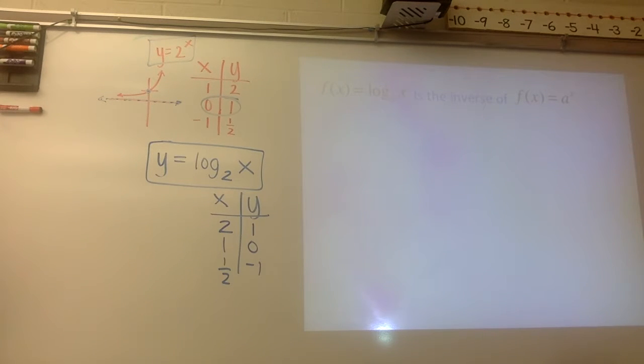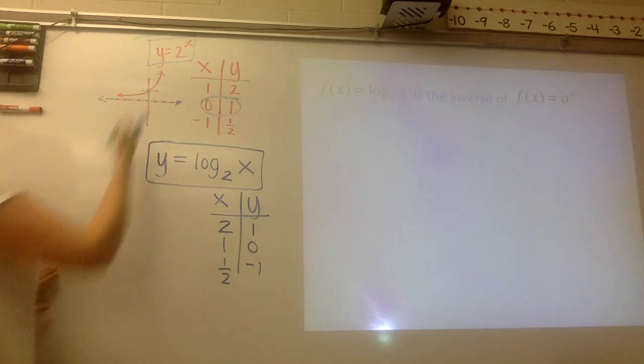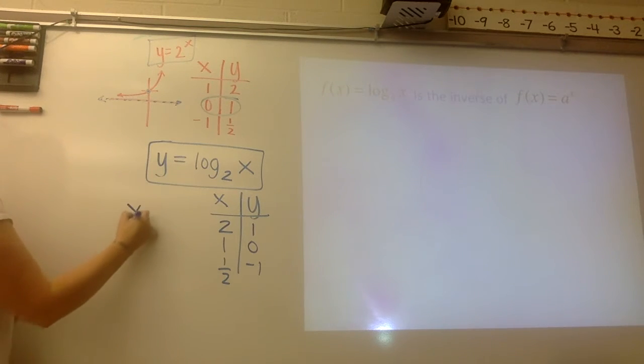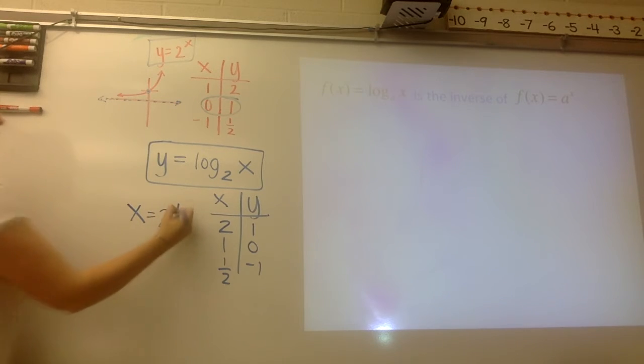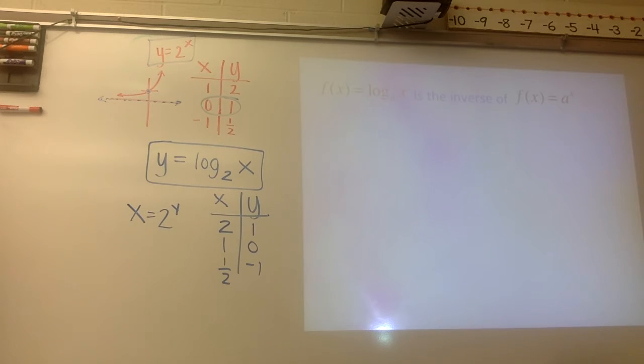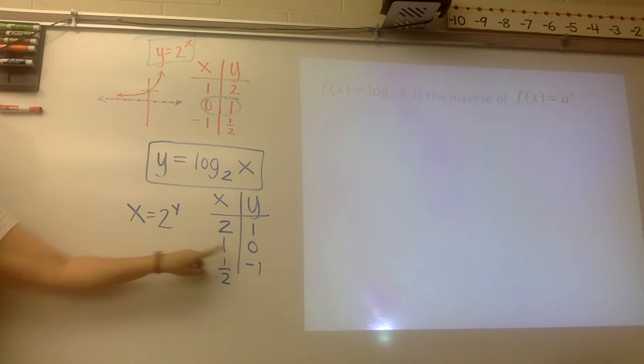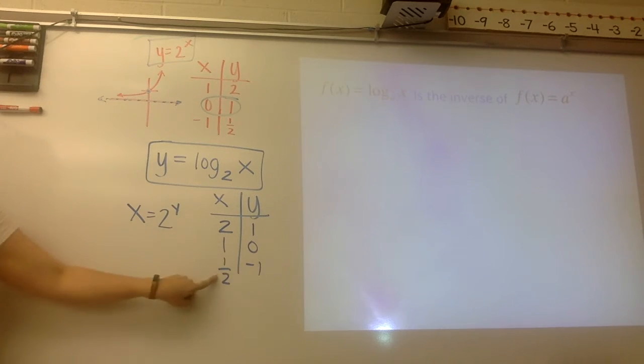All right, so here you go. For those of you that are like, I think I'm getting it, I know she inverted it, I'll go back and watch it. Here's the idea. If y equals 2 to the x is the original equation, wouldn't the inverse be x is equal to 2 to the y? So look at my table. 2 to the first is what? 2. 2 to the 0 is 1. 2 to the -1 is 1/2.